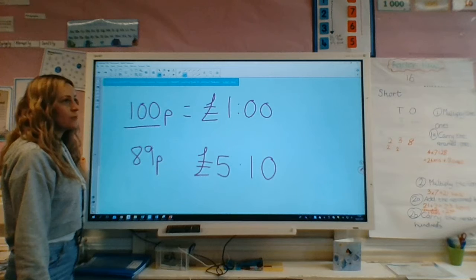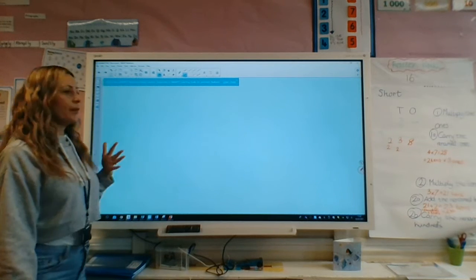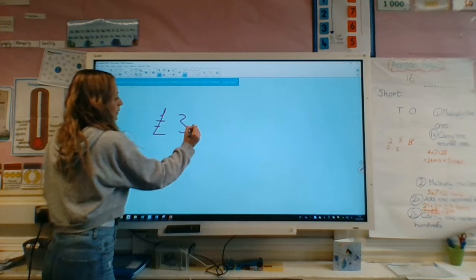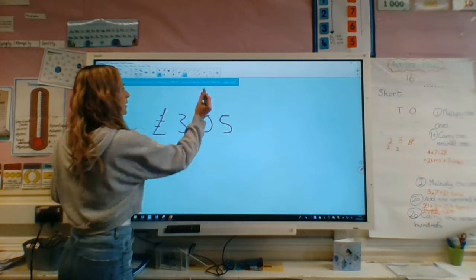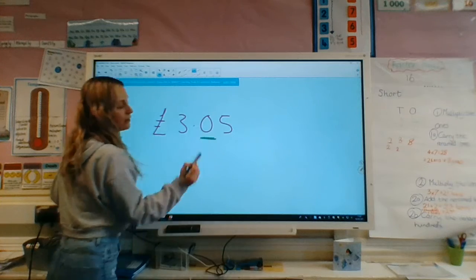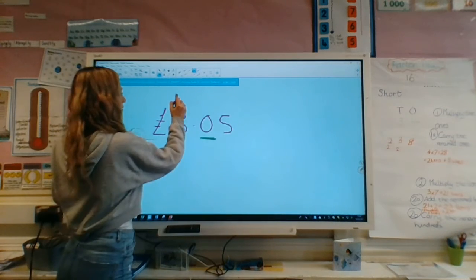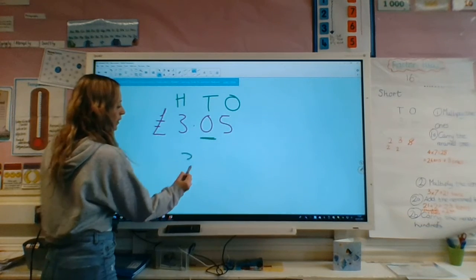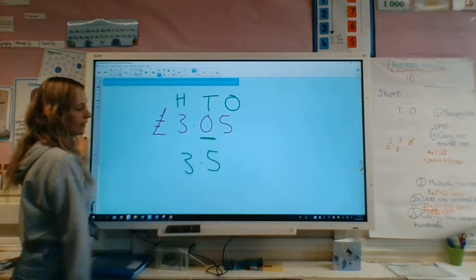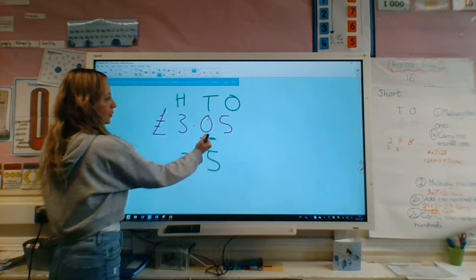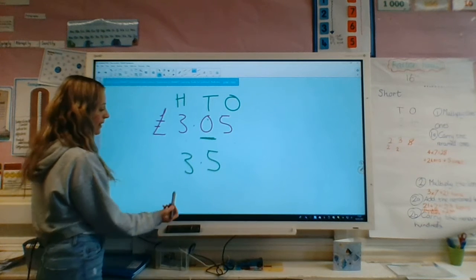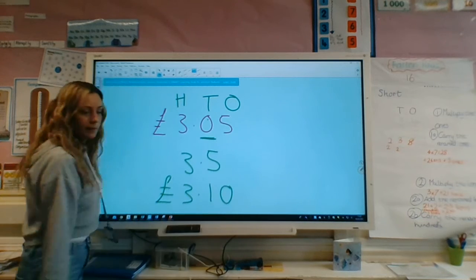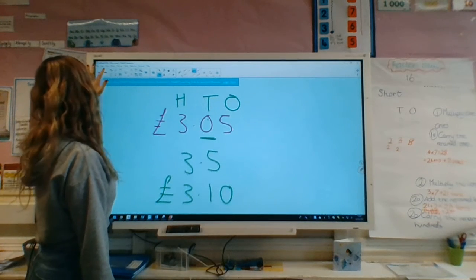Now, if it costs something like £3 and 5 pence, you do £3.05. You need to make sure you put the 0 as the placeholder. So think of this as the hundreds column, the tens column and the ones column. You wouldn't write £3.5 like that. You need to have a placeholder in the tens column, because if it's £3 and 10, then you write it like that. So just be aware of that.